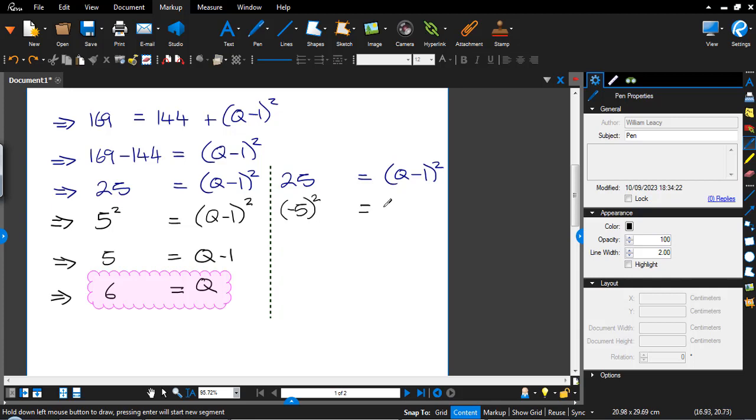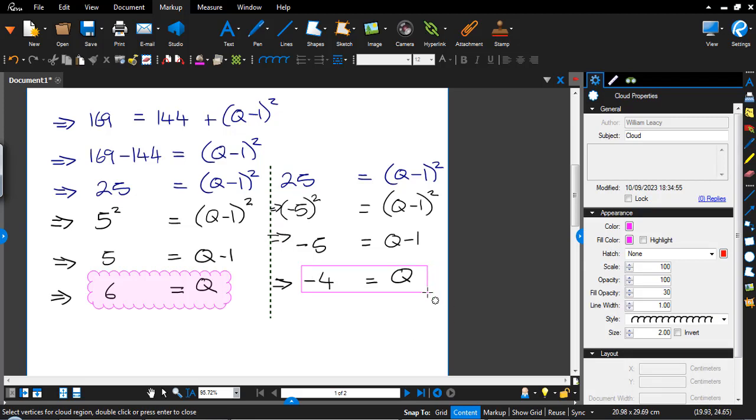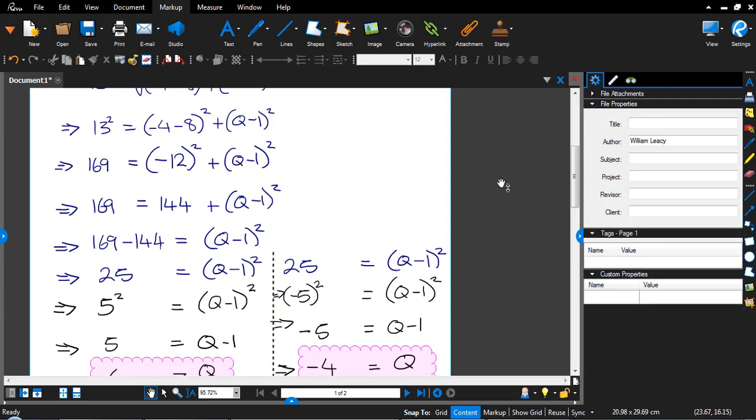So we know that also equals q minus 1 squared. That implies negative 5 is equal to q minus 1. So bring the minus 1 across, it becomes plus 1. Minus 5 plus 1 is minus 4, which is equal to q. So that's your other answer. You're going to get two answers.